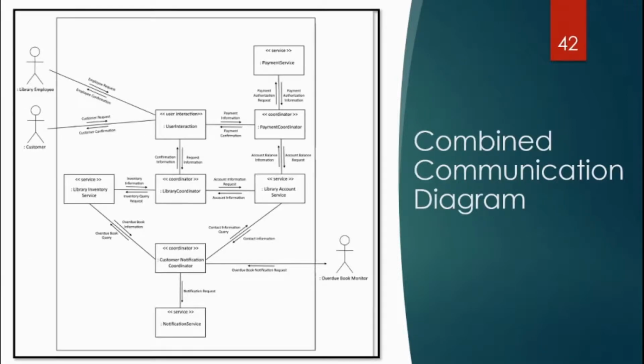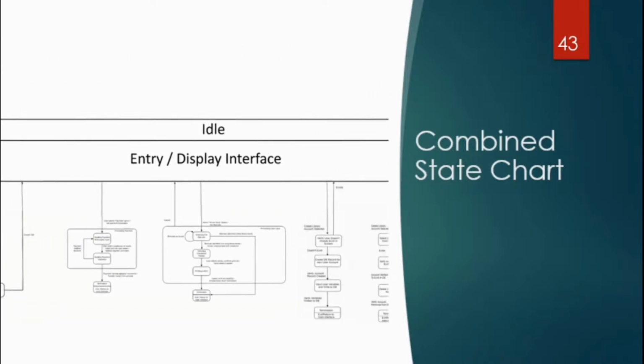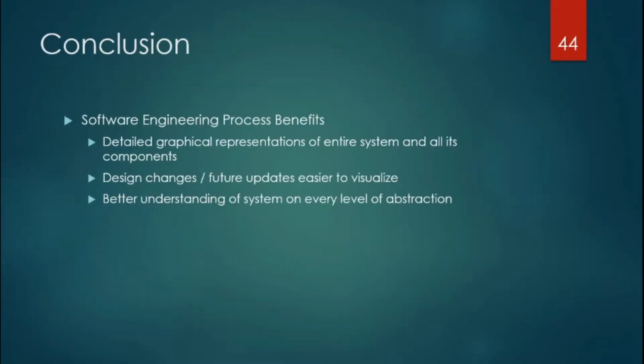When you combine all of the communications diagrams together, you get this, one massive communications diagram depicting all actors involved in the system, all communications that occur between actors, objects, and other objects, and the information that passes between them. Finally, we have the combined state chart, which is a composite of all of the previously mentioned state charts within this system.